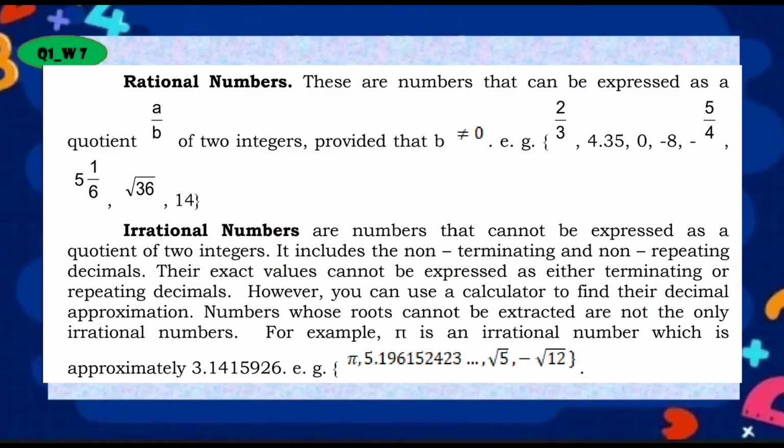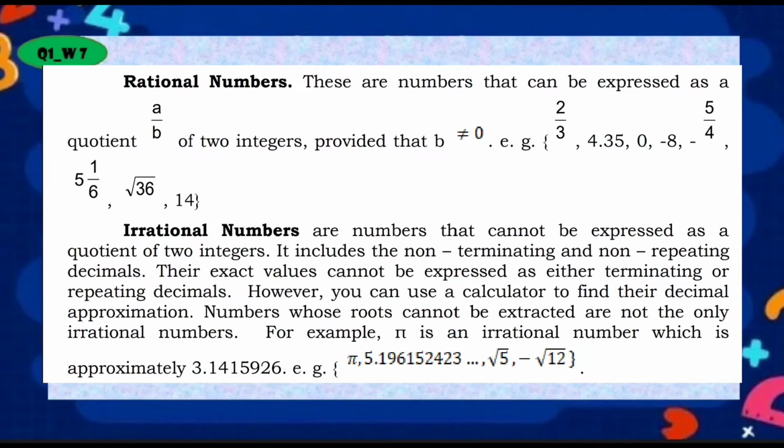What are rational numbers? These are numbers that can be expressed as a quotient, a over b, of two integers, provided that b should not be equal to zero. Example, we have 2/3, 4.35, 0, negative 8, negative 5 over 4, 5 and 1/6, square root of 36, and 14.